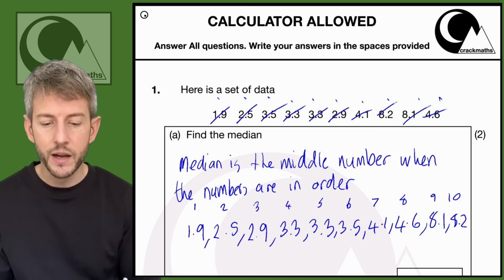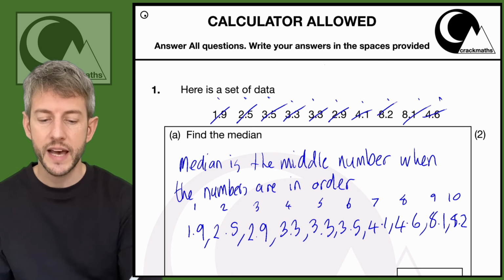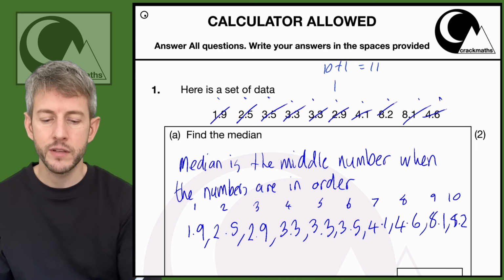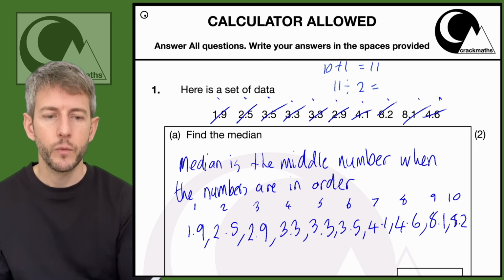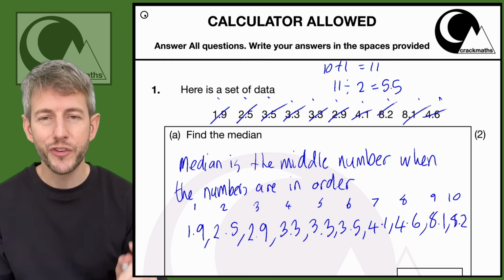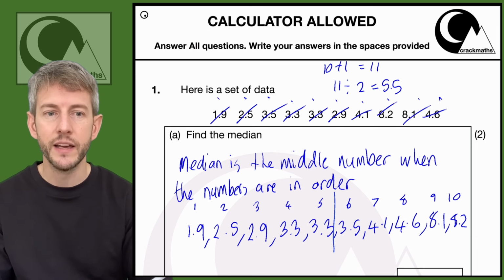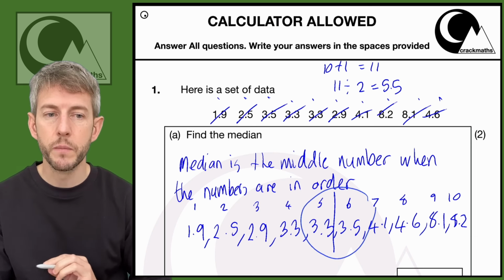Now, if there's 10 numbers, the way that we can identify the middle number is by doing 10 add 1, which equals 11, and then 11 divided by 2, which equals 5.5. So I know that the middle number is going to be in the 5.5 position, which means the middle value is here. So that's between these two numbers here.